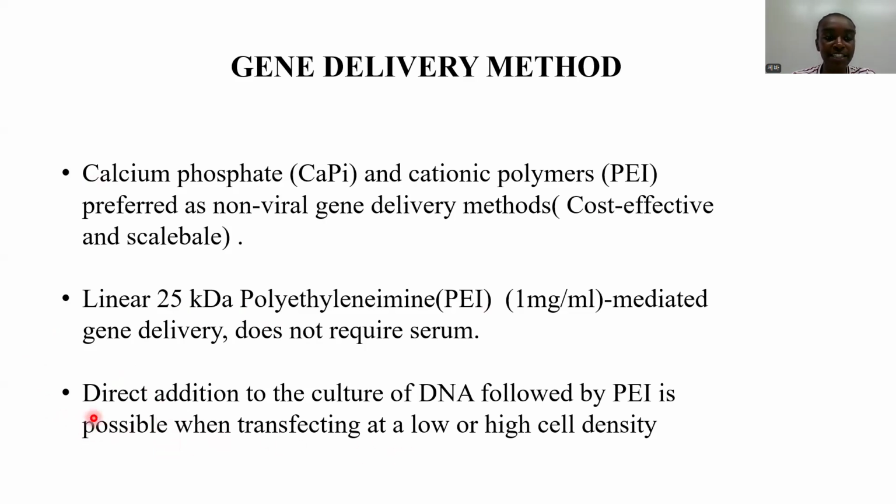And before, it was a bit complicated in terms of optimizing the transfection using PEI, but now it's been established that the direct addition of DNA to the culture followed by PEI is possible, whether you're transfecting at low or high cell density. Hence, it's a very direct method of transient gene expression as long as you optimize the condition of the cell and the density before you start transfection.